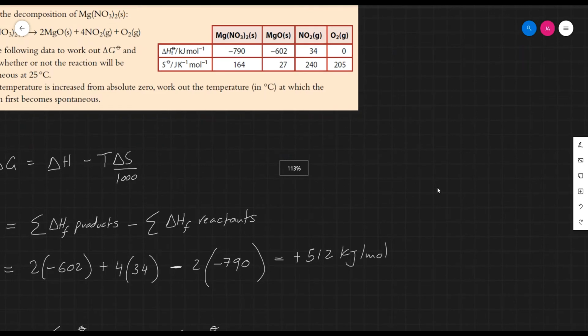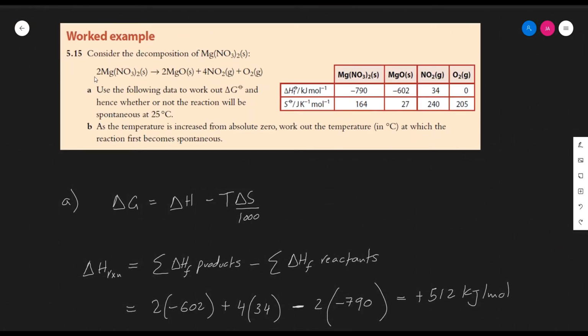In this example, we are given a chemical equation with the state symbols as well as its stoichiometric ratios. 2 moles of magnesium nitrate solid decompose into 2 moles of magnesium oxide solid plus 4 moles of nitrogen dioxide gas as well as 1 mole of oxygen gas. And we are asked, using the following data given over here, to work out the Gibbs free energy change and hence decide whether or not the reaction will be spontaneous at 25 degrees Celsius.